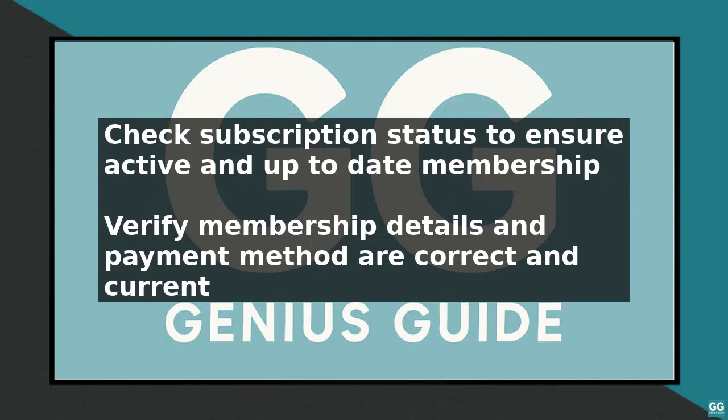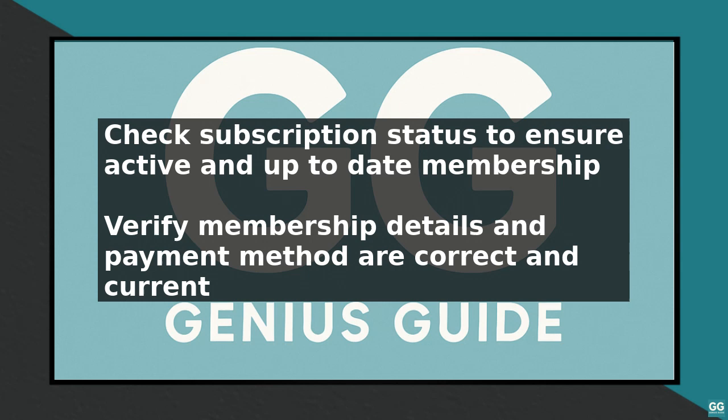To troubleshoot your Whoop membership, start by checking the status of your subscription to ensure it is active and up to date. Log into your account on the Whoop website or through the mobile app and verify that your membership details are correct and that your payment method is current.